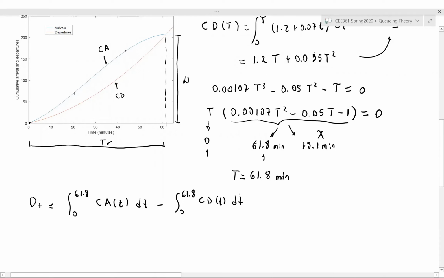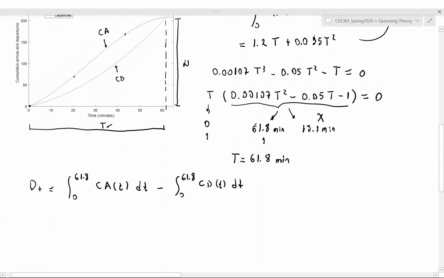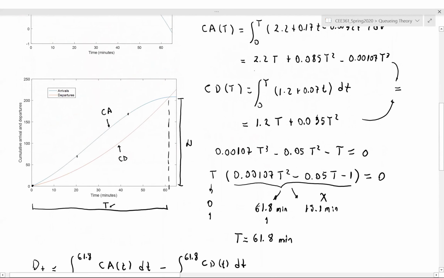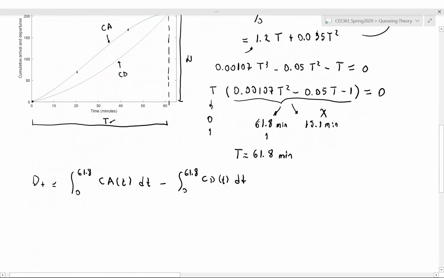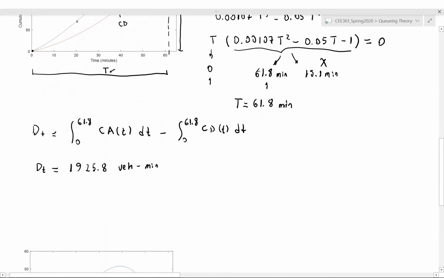And just make sure that you write these functions here, the ones for cumulative arrivals with lowercase t and the one for cumulative departures with lowercase t, and you integrate. If you do that, and again, you have this problem in your textbook, so I'm not going to dwell on doing that, we get 1,925.8 vehicle minutes. And with that, then we can get the average delay.